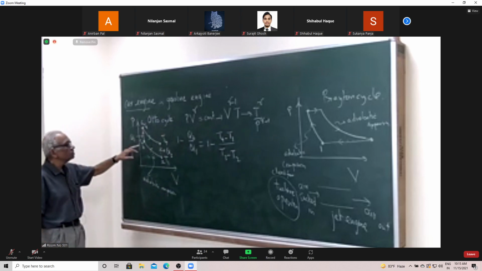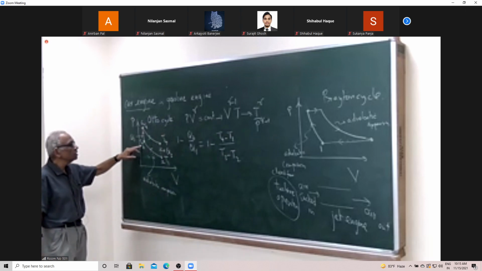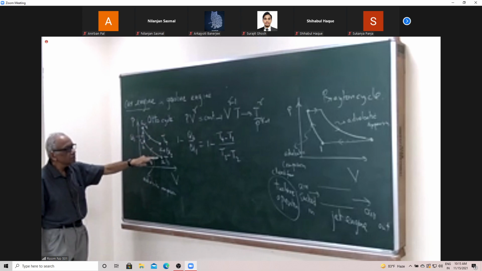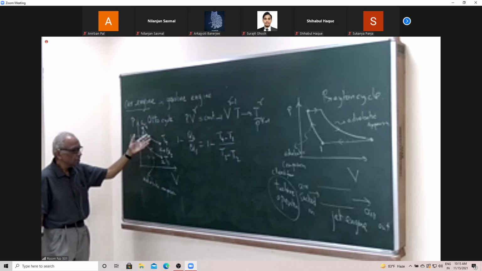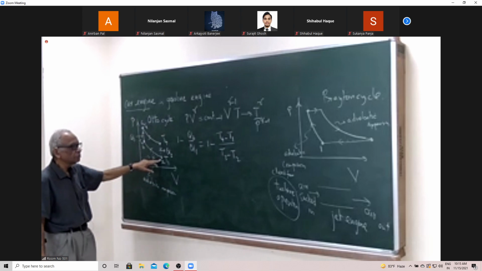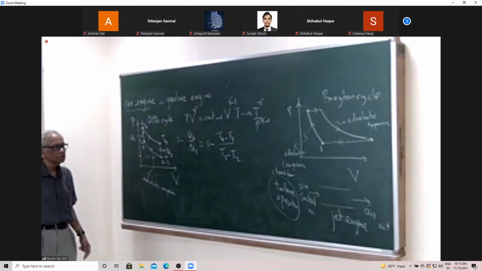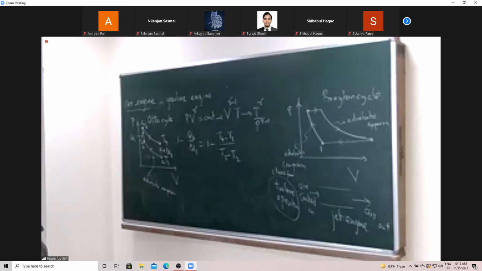So it puts heat into the system, and it is going to get hotter. So it has to be T3 minus T2. Heat out of the system, it has to cool down. So it is T4 minus T1. And so the efficiency is 1 minus (T4 minus T1) divided by (T3 minus T2).